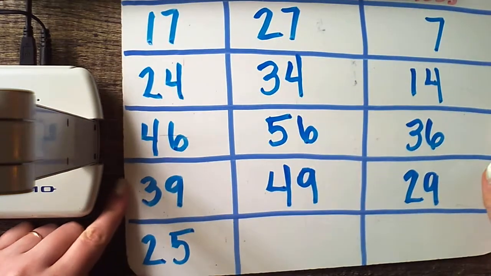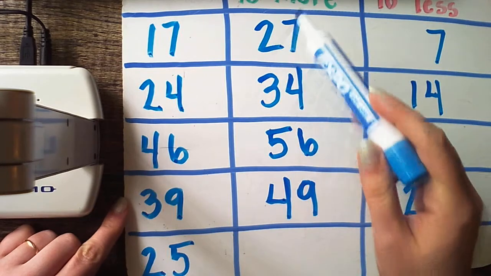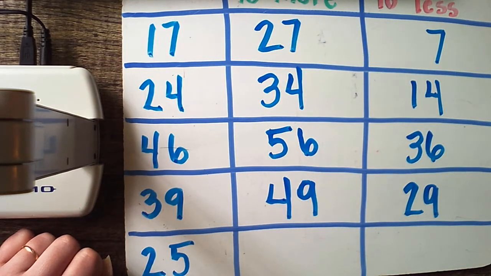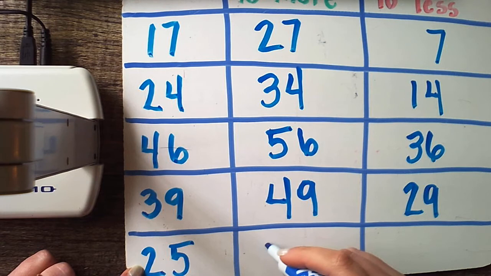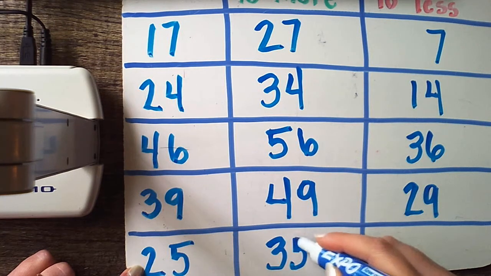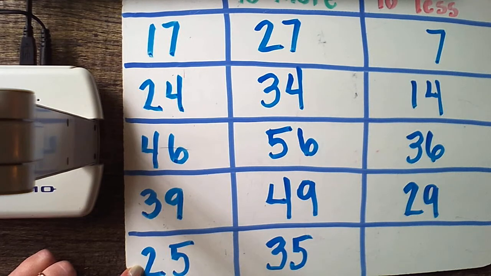Last one, we're almost done. All right, we're looking for 10 more than 25. 10 more than 25. I can do that in my head. I don't need to draw the picture because I know that if I'm adding 10 more to 25, instead of having 2 tens, now I have 3 tens. My number in the ones place stays the same.